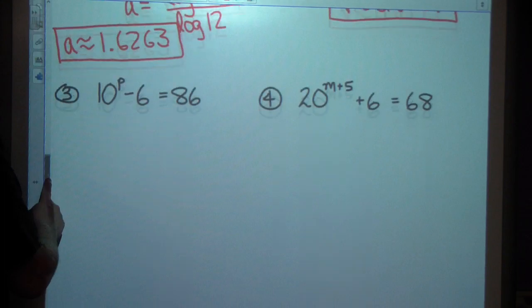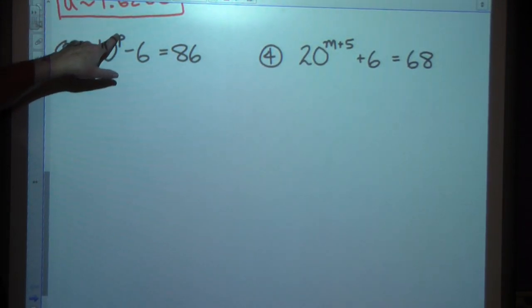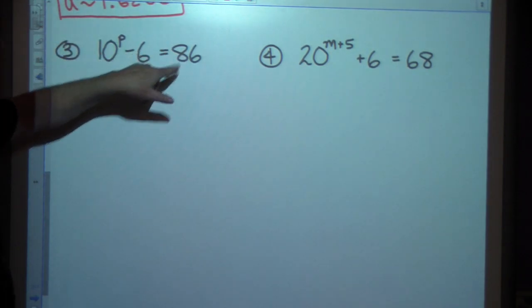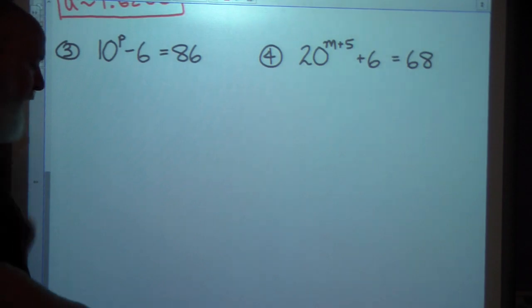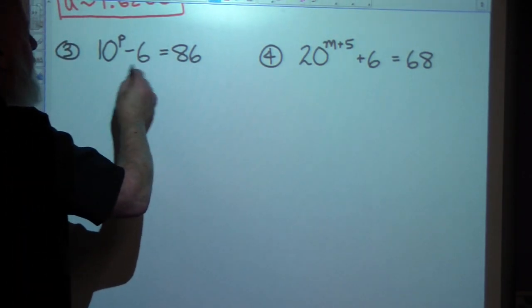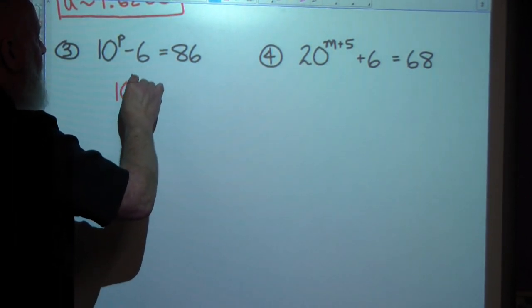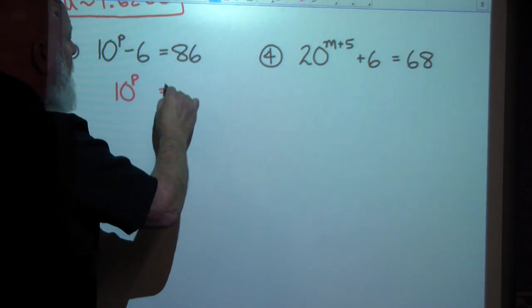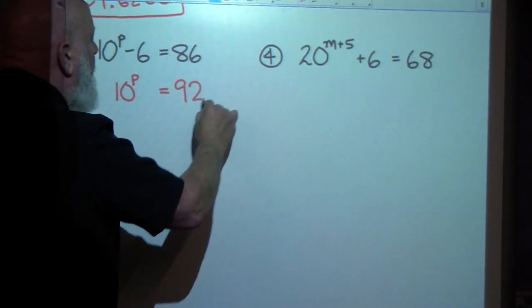I'm going to do the same thing. I'm going to treat this kind of like a pre-algebra problem. I want to get this 10 to the p power by itself by adding 6 to both sides. Then I'll take the log of both sides because I have my variable in the exponent. So I'm going to add 6 to both sides. I'm going to do that in my head. This is going to yield 10 to the p power if I add 6 to both sides. And 86 plus 6 is what, 92? So I did that in my head.